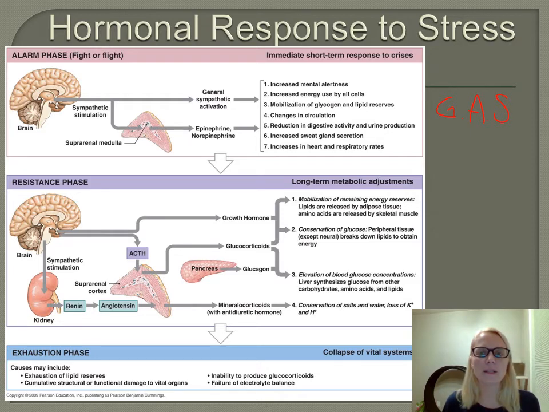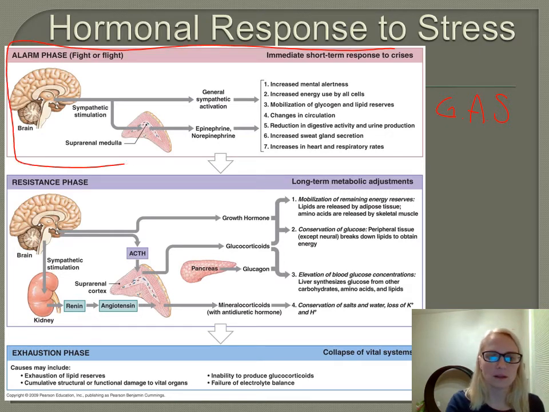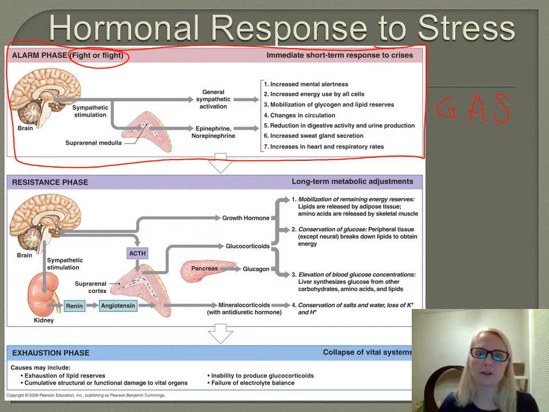It is your body's hormonal response to stress. So there's other ways that we can respond to stress, but we're just going to focus on the hormones and what they're doing here. This first box, we've already covered this. We just call this the alarm phase, but what is it?